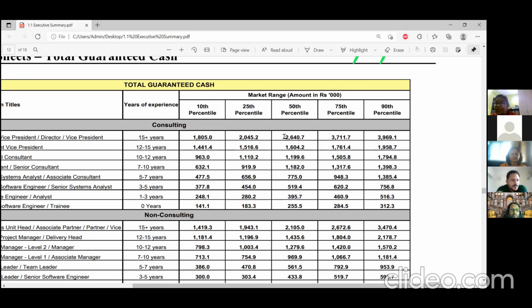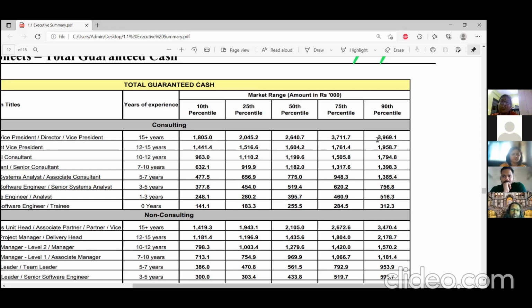Yes, the 50th percentile is 26 lakhs. The 75th percentile is 37 lakhs. The 90th percentile is 39.9. Now you have seen that this is market data which has been put into percentiles. Typically, you put it as four quartiles: 25, 50, 75, and 100.